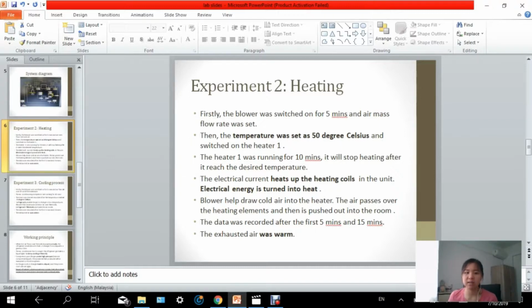So how does it heat the air? It is because the electrical current heats the heating coil in the unit, so the electrical current is turned into heat. When the blower draws cold air into the heater, the air will pass through the heating element and be pushed out into the room. We record all the data after 5 minutes and 15 minutes. And we observe that the exhaust air was warm.